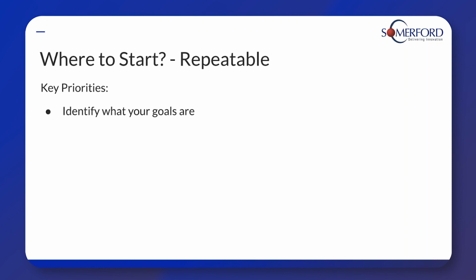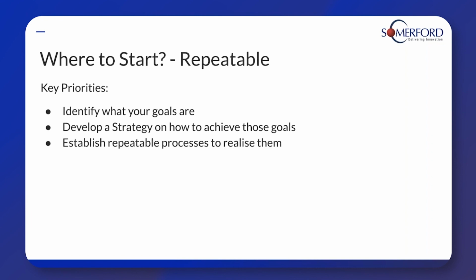Now, these should be, at this point, identifying what your goals are, understanding what it is you're trying to do in security operations, right? Develop a strategy on how to achieve those goals, okay? Maybe that's the technology, maybe that's process, maybe that's people that need to be put in place. But you need to understand what the goals are, and then establish repeatable processes to realize them, right?